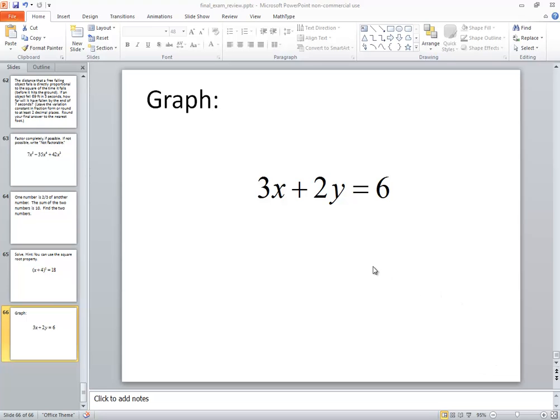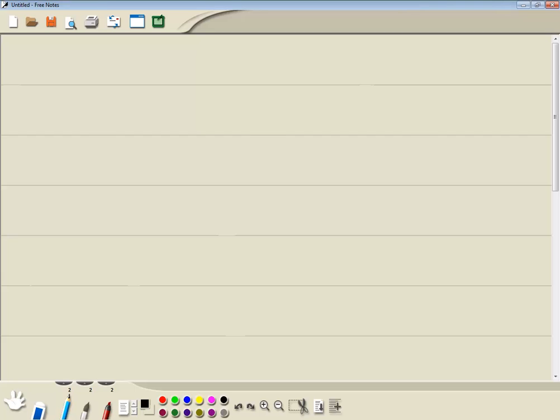Let's take a look at this problem. We want to graph 3x plus 2y is equal to 6. So 3x plus 2y is equal to 6. And I'm going to show different techniques for this. First technique: plotting points. Probably the worst one.